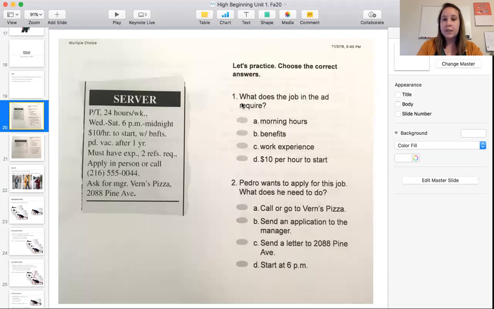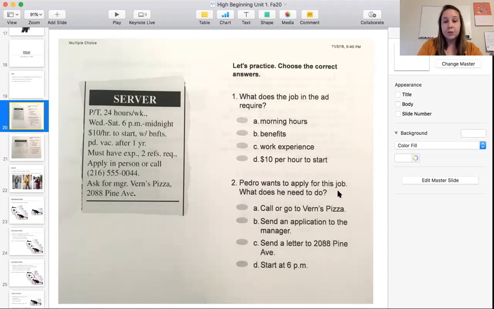So we're talking about what does it require, or what must you have or must you do. So here we see must have, EXP period. So that means experience. It's called an abbreviation when you shorten a long word and just put a period after the first couple of letters. So must have experience. So what does the job require? C, work experience. Number 2, Pedro wants to apply for this job.